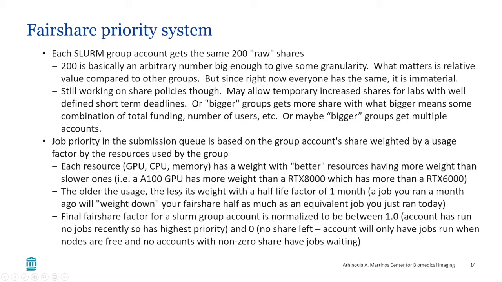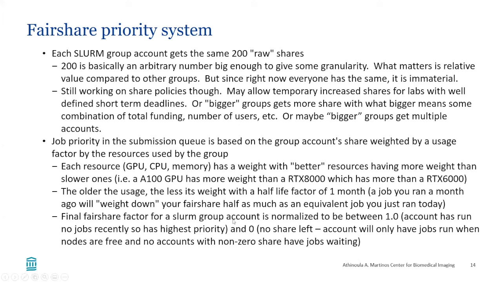Also, the older the usage, its weight decreases in time for that particular job. So there's a half-life factor applied of a month currently, but that's another tuning factor I might tune depending on how things go. But basically, with the half-life factor of a month, a job you ran a month ago will weigh down your fair share half as much as an equivalent job you just ran today.